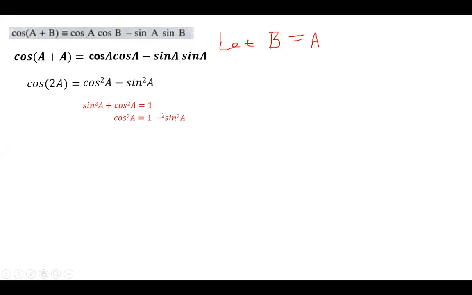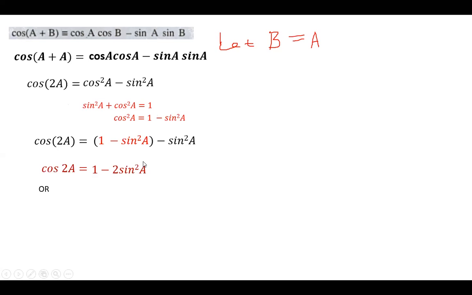So in sine squared A plus cos squared A is equal to 1, you can make cos squared A be equal to 1 minus sine squared A, which implies that you are just taking the sine squared A to the other side of the equal sign. Then you replace it: where there's cos squared A in this double angle formula, you replace it by 1 minus sine squared A. And then when you simplify this, you are going to have that. So already for cos, we have two forms of double angle formulas: this one, and also this one that we found at first.